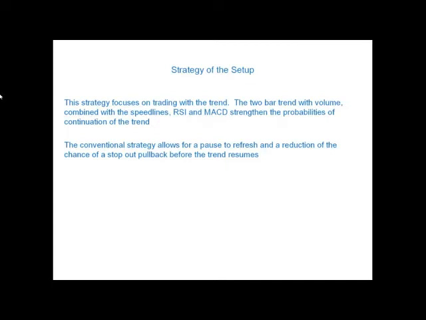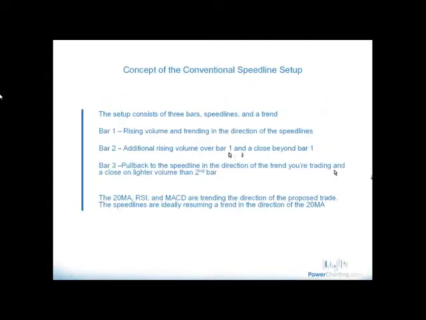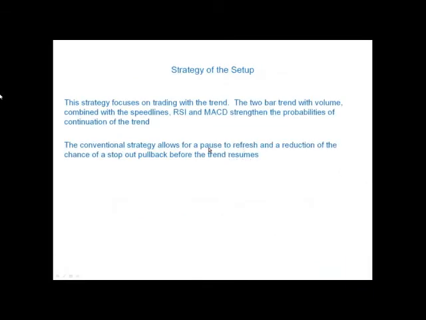And the conventional strategy here, the one that I showed you on the previous page, allows for a pause to refresh. Now that's going to be a variation from some of the other opportunities because not every one of them is going to require a pause to refresh. The conventional strategy that I shared on the previous page does look for a pullback, much more like the Hoffman 3-bar setup through support resistance. So that's what this also allows for, the pause to refresh, and a reduction of the chance of a stop-out pullback before the trend resumes by giving it a little bit of a chance to already pull back before you enter the trade.